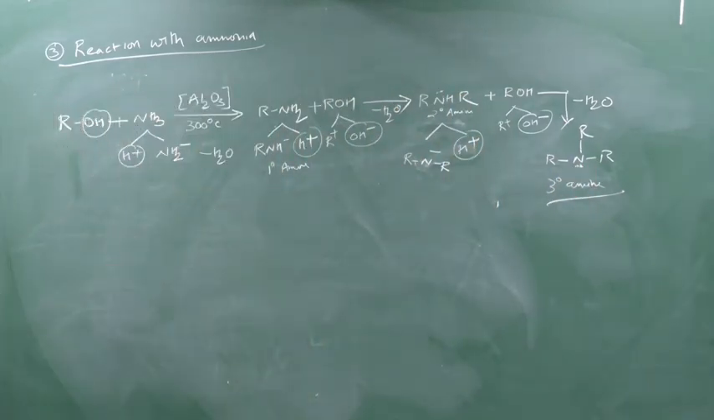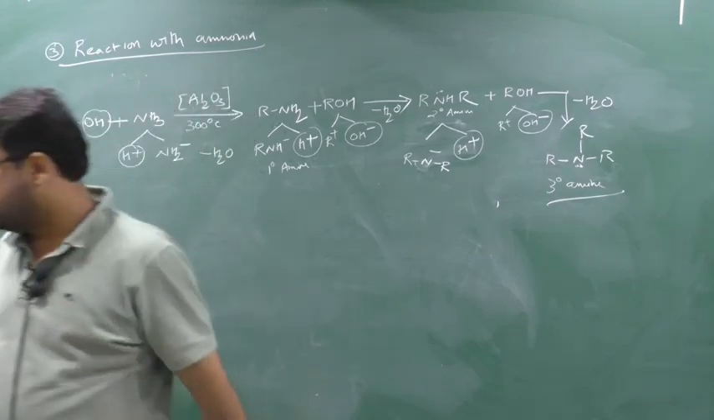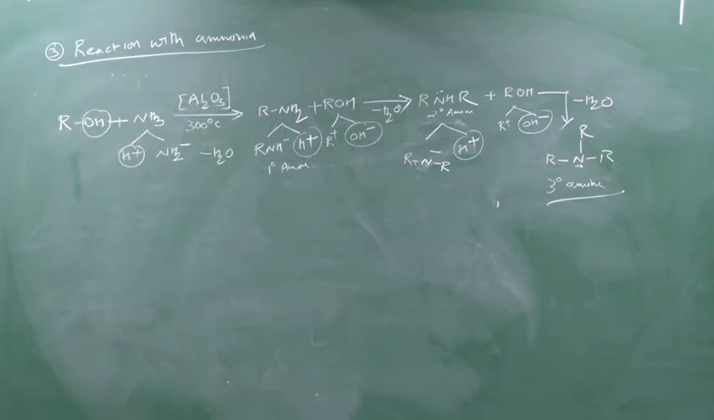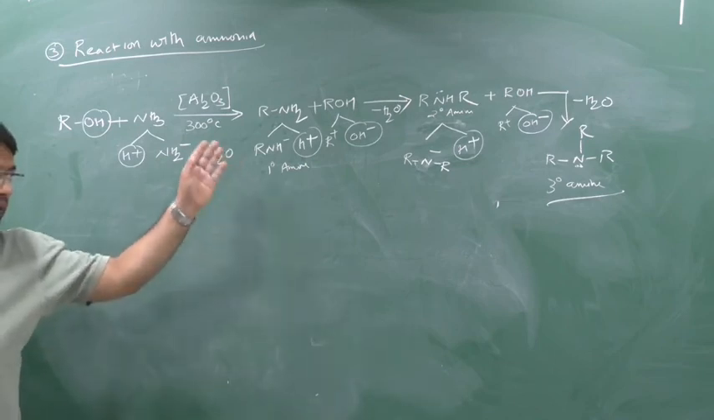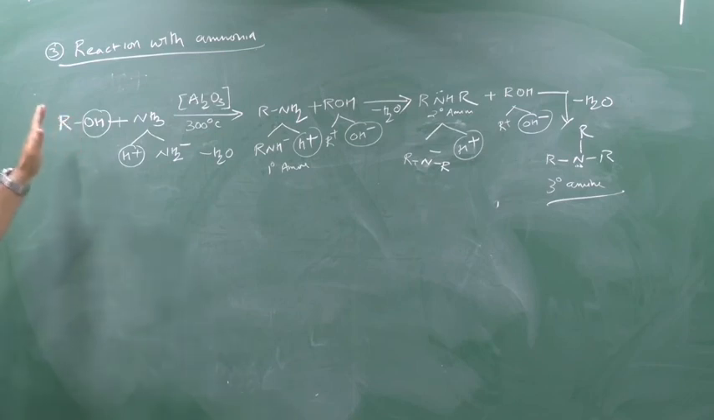You can take one example and you can do it. Here you can use 1 degree, 2 degree, 3 degree alcohol, not an issue. Answer remains the same. So in this way you can do the reaction of alcohol with ammonia also. Here also there is a cleavage of the OH, means R-O cleavage, C-O cleavage will take place. So this is also an example of C-O cleavage of alcohol.